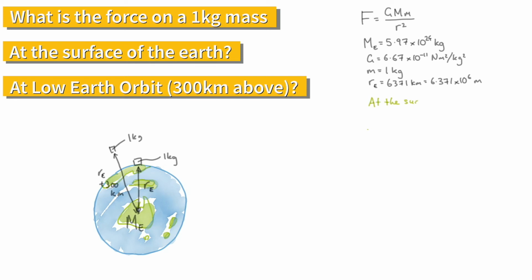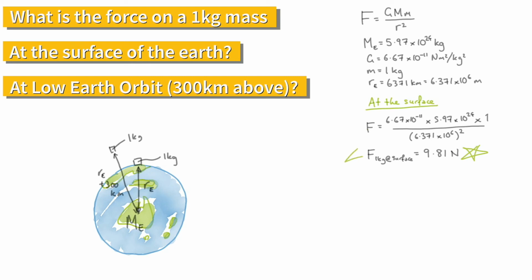Now, at the surface of the Earth, using that radius r, we can plug that all in our calculator. So we have F equals 6.67 times 10 to the minus 11 times the mass of the Earth, 5.97 times 10 to the 24, times the 1 kilo mass that is on the surface, divided by that radius of the Earth in meters squared. Now chuck that all in your calculator and you get, bingo, 9.81 newtons. Now that looks very familiar, doesn't it? Kind of like that acceleration due to gravity value that you're aware of.